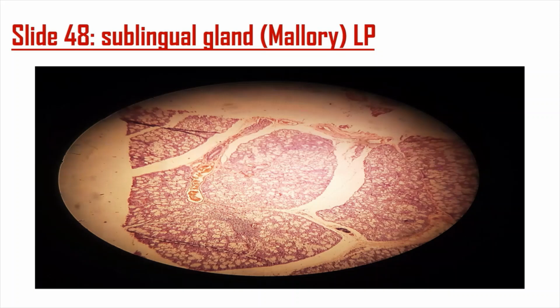At low power, this is a lobule, this is a lobule. Between two lobules you have your interlobular duct, and inside of your lobule you've got your intralobular duct. Now when you look at your lobule, there are these portions that are appearing whitish. These are what we call mucous acini. And then there are these parts that are appearing purple. These are what we call serous acini. So this is a mixed gland because it has both serous and mucous acini. This is at low power.